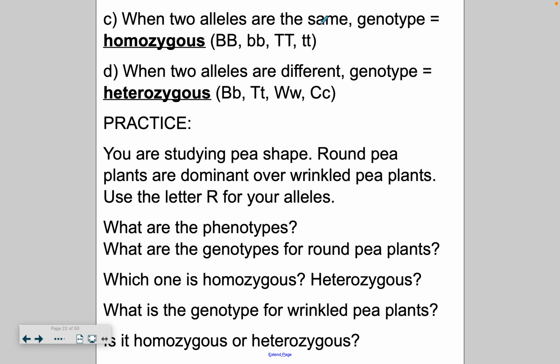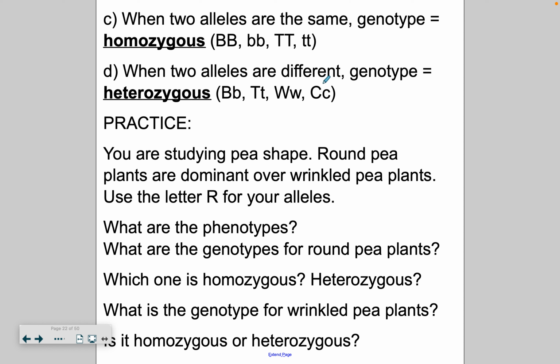So when two alleles are the same, we say that genotype is homozygous. So they might say homozygous dominant or homozygous recessive, but homo means that the letters will be the same. Okay, and then you have to look at the word after that. Is it dominant? If it's dominant, then they're going to be two uppercase letters. If it's recessive, it's going to be two lowercase letters.